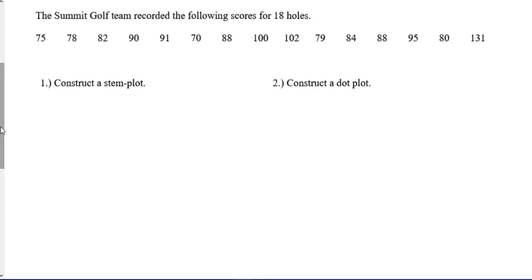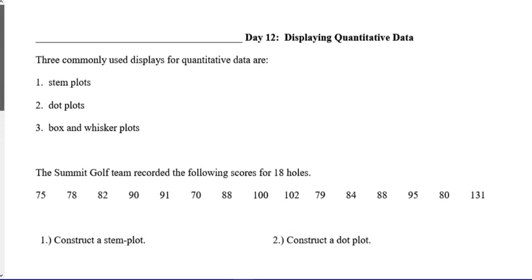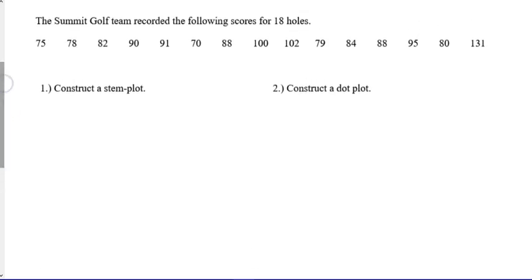Here are the Summit Golf Team scores for 18 holes. All right. So a stem plot. So a stem plot, what you do is you don't do that. You get the marker. All right. Now, for a stem plot, you're going to look at the tens digit. Okay. So what's the lowest number?